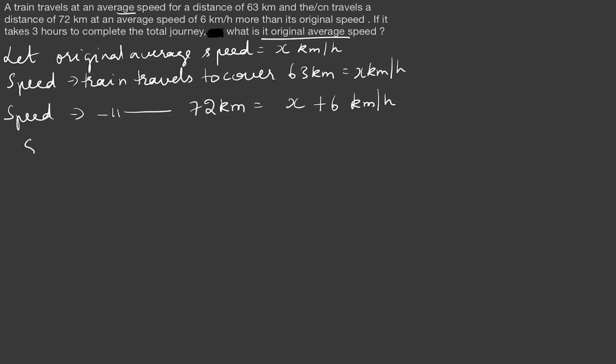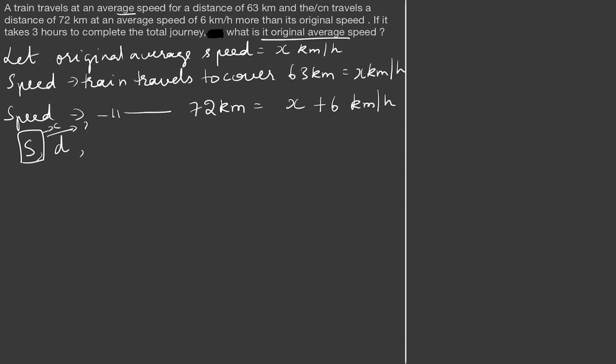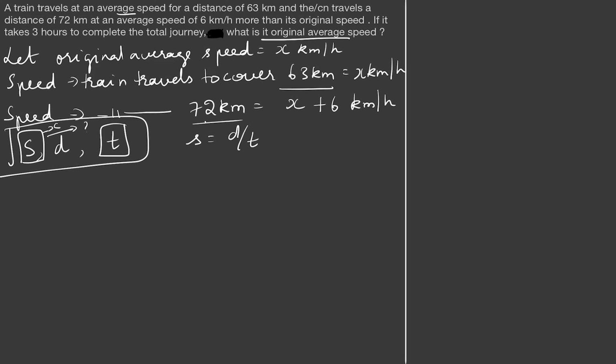From these given parameters, we know the distances, the speed is unknown but we know how much it has increased, and we know the total time taken to cover this journey. We also know one formula which relates all these three parameters: speed is equal to distance by time taken. That implies time is equal to distance by speed. Using this equation, we will solve the complete problem.